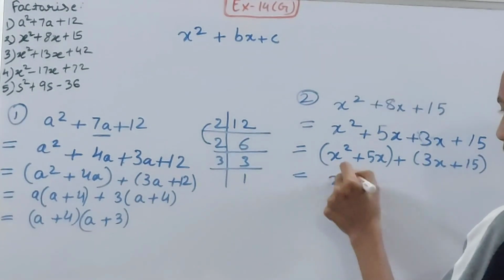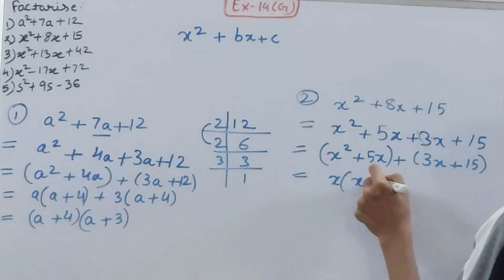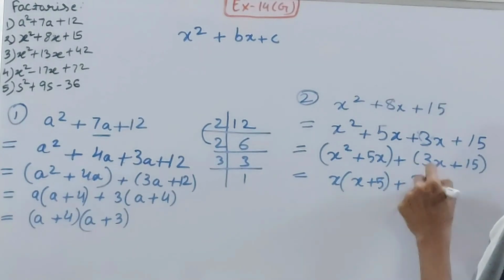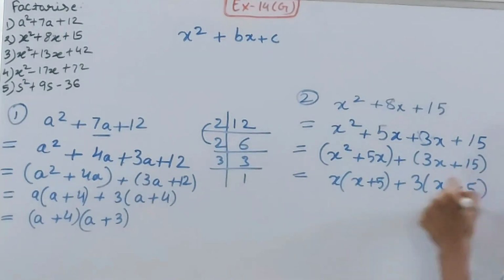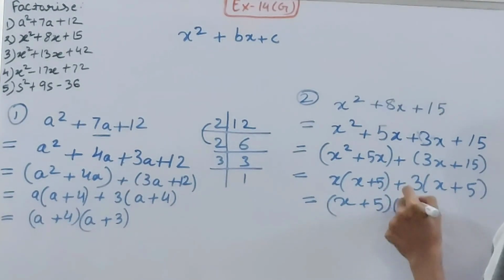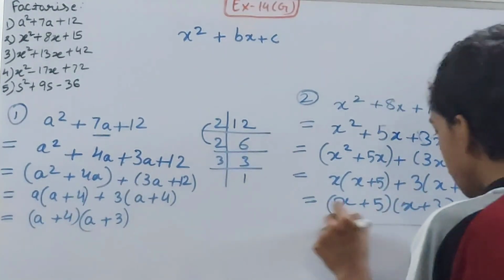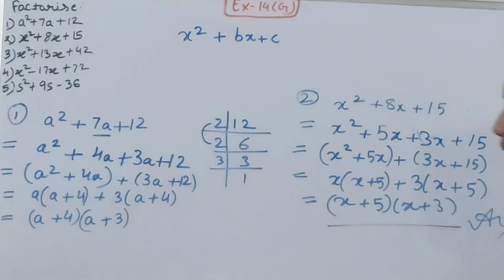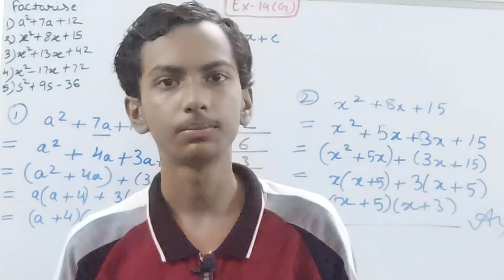Take x common from here, you will be left with x plus 5. Take 3 common from here, you will be left with x plus 5. Now take x plus 5 common in both the groups and you will be left with x plus 3, which is your final answer. Alright, let's move on to the next question.